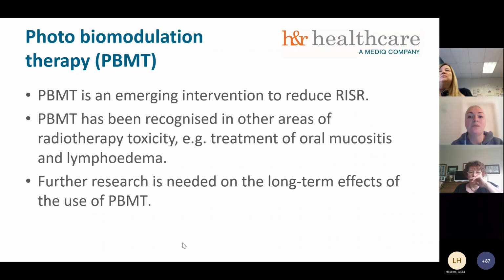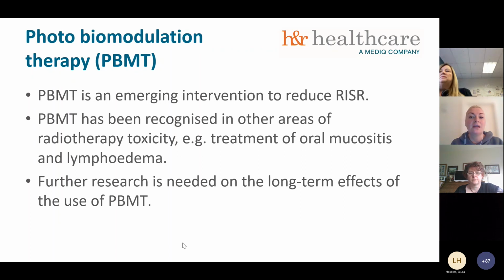And it has been used for years on sports injuries, arthritic joints and back pain as a way of targeting below the skin surface to manage those areas of inflammation that are causing pain, particularly, as I say, in sports injuries and around joints. It has obviously been recognised in other areas of radiotherapy toxicity, such as the treatment of oral mucositis and lymphedema.